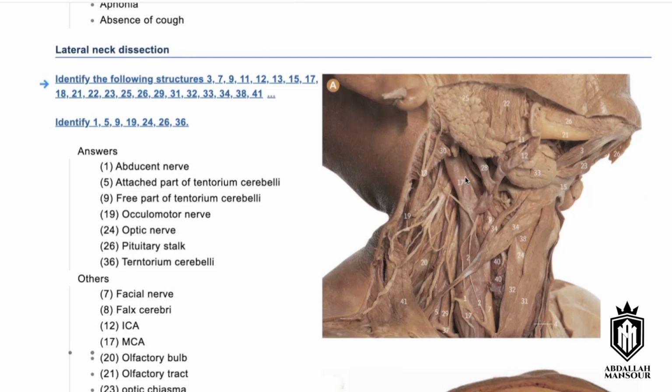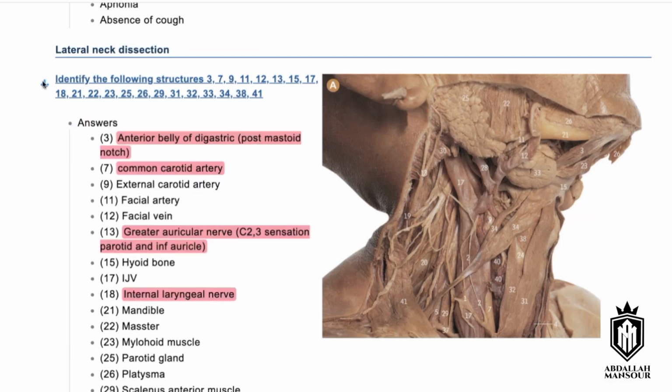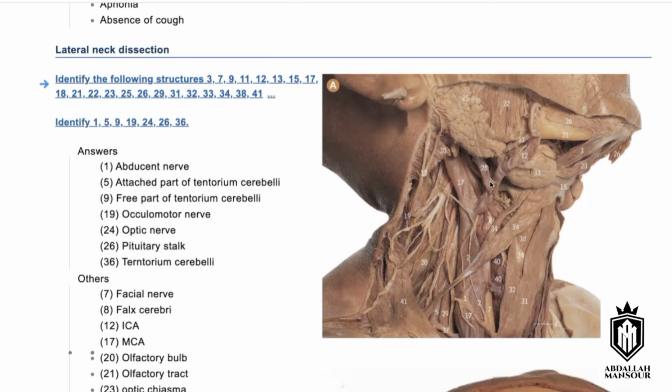It's internal or external? It is external jugular vein. No, it's actually internal jugular vein. It's going all the way down with the carotid, so that's internal jugular vein. Okay. Fine. In terms of number 30, sternocleidomastoid. 13, that is the great auricular nerve.